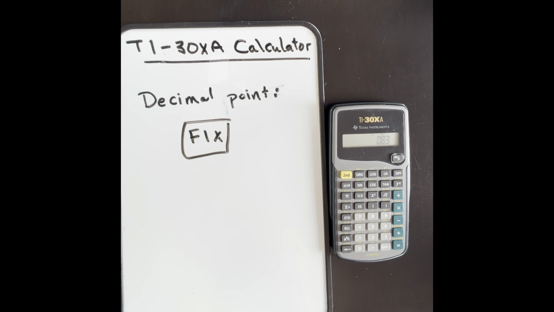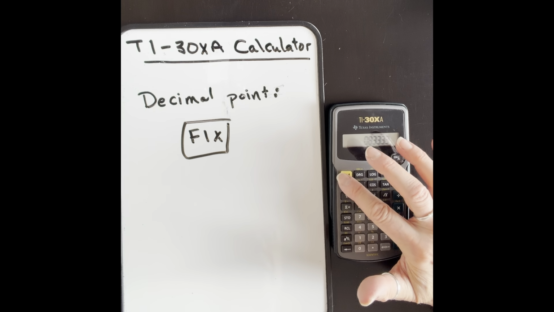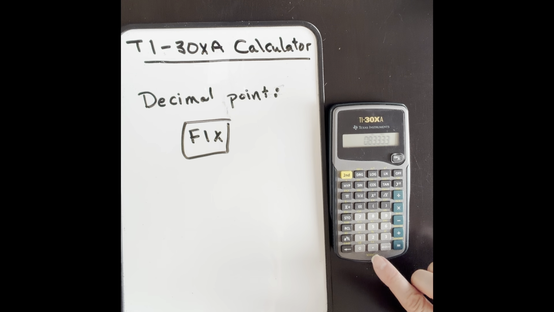Let's change that to 5 decimal places. We're going to go second decimal, which is fix, and then go 5. If I want it back as a floating decimal point, I go second function, decimal, and then decimal. And now it's back to a floating decimal point.